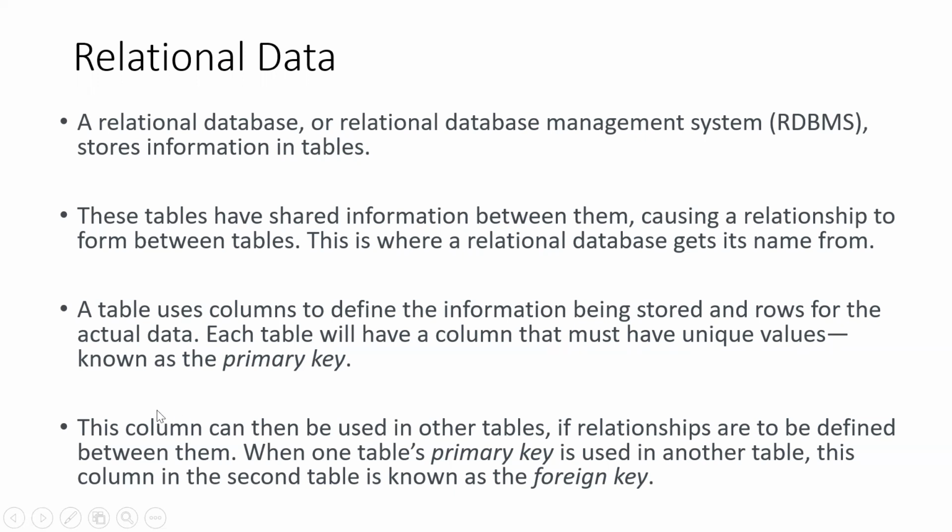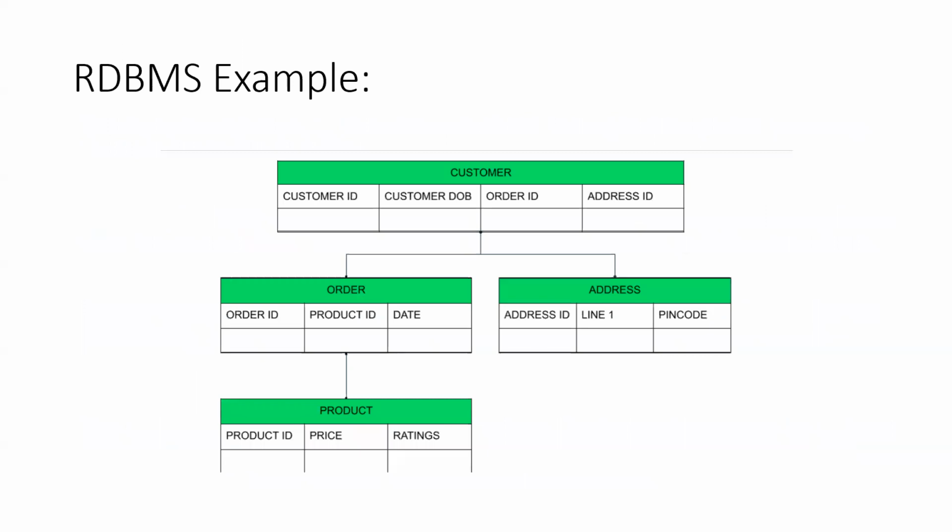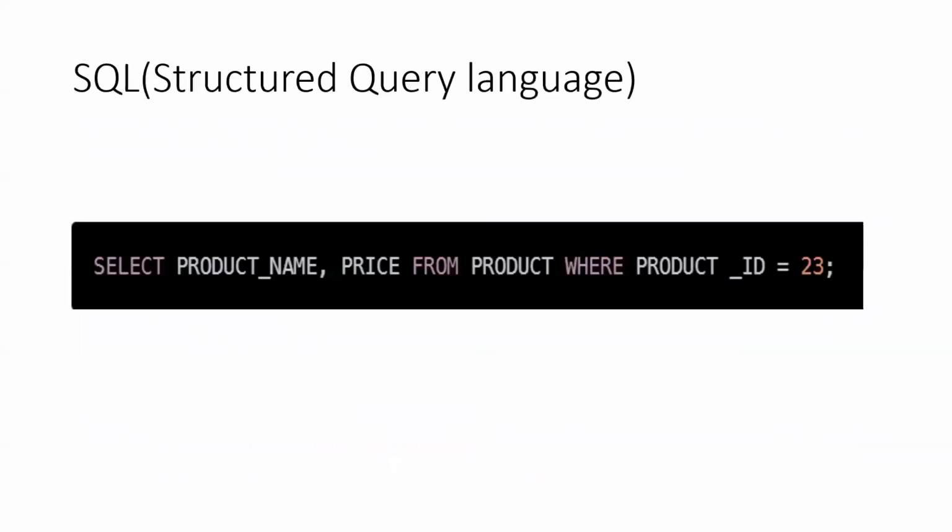Okay, and the similar kind of foreign key I've also described over here. When one table's primary key is used in another table, this column in the second table is known as a foreign key. This is the definition, or the uses, of primary key and foreign key. Okay, moving to the next slide.